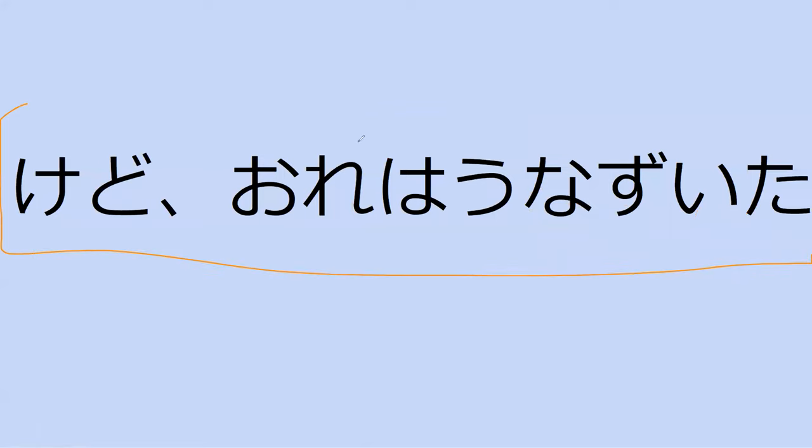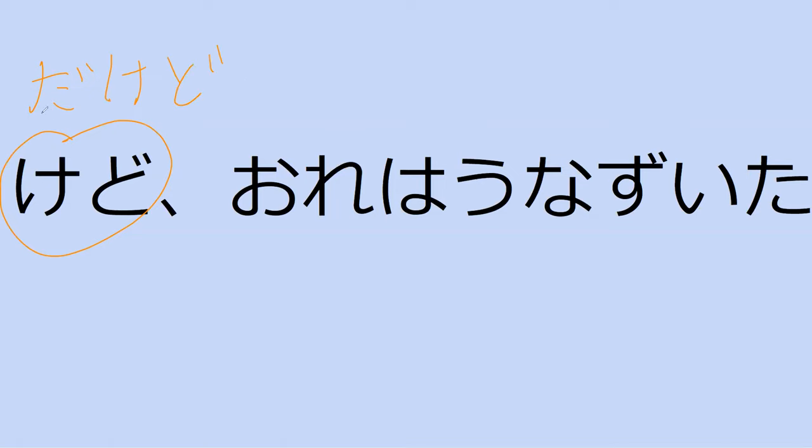Okay, read this sentence for me. Kedo, ore wa unazuita. What does this mean? I nodded. Yep, but I nodded. Normally, at the front of the sentence it's actually going to be dakedo, which is just adding da in front of it. It's literally that same particle. But for our book, we're saying kedo because it's going at the end of the sentence. Just a quick little example sentence.